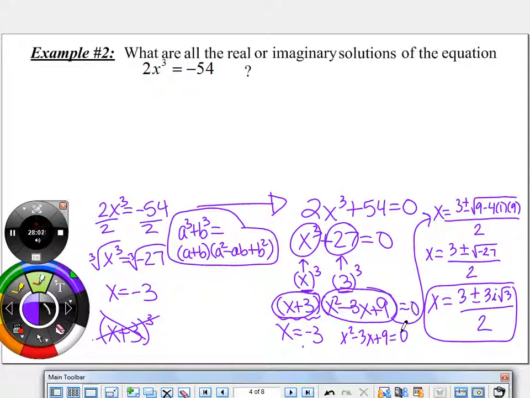So how else are you going to solve this if it doesn't factor anymore? Quadratic formula or completing the square. Okay? Yeah, Hannah?